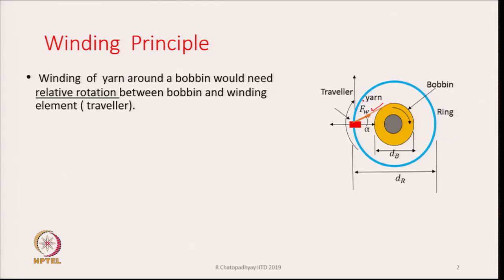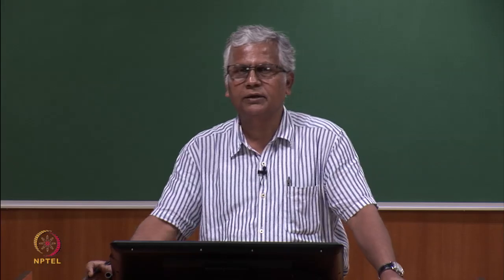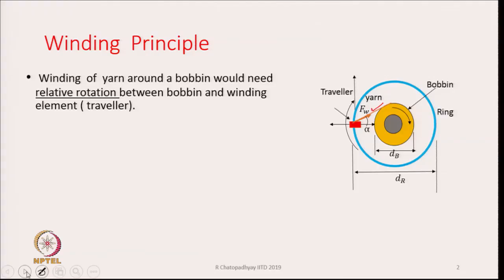So, therefore, the winding of yarn around the bobbin needs a relative motion between the bobbin and the winding element, in this case the traveler. Since both of them are rotating, if both rotate at the same speed, then the relative speed will be 0, and in that case there is no chance of any winding. Winding theoretically is possible if they run against each other or in the same direction, but one must move faster than the other.